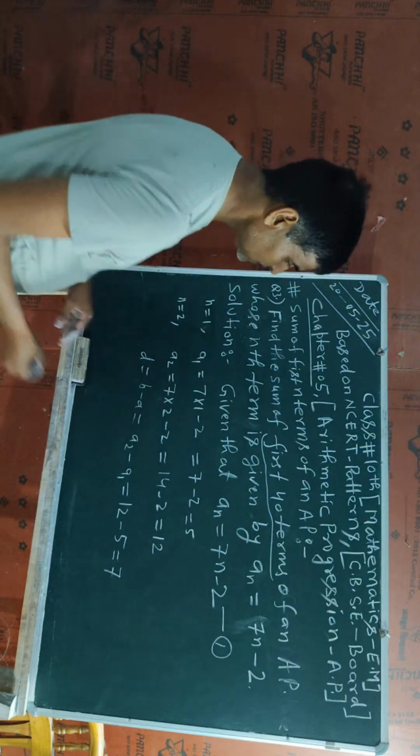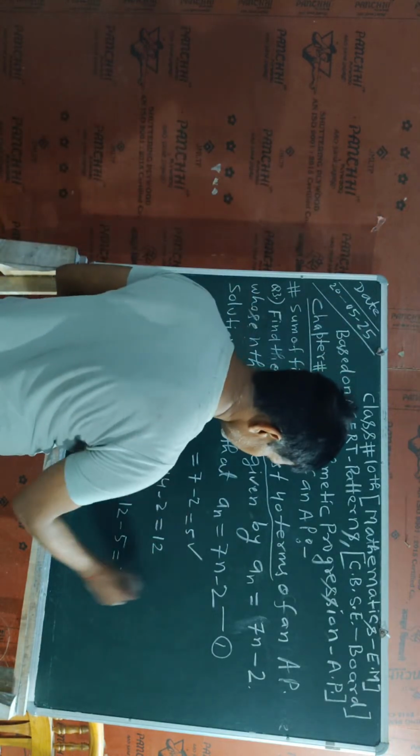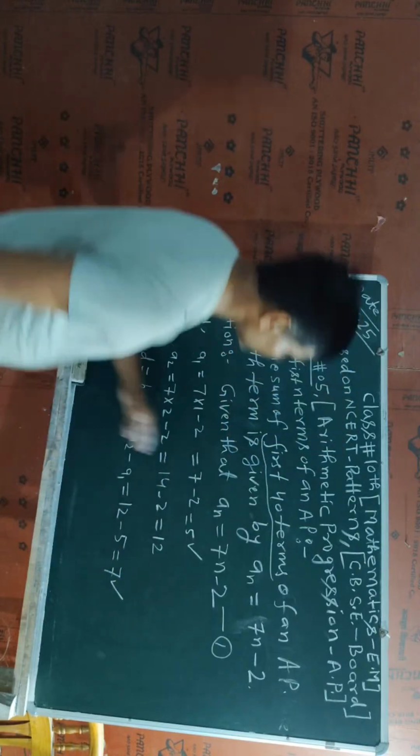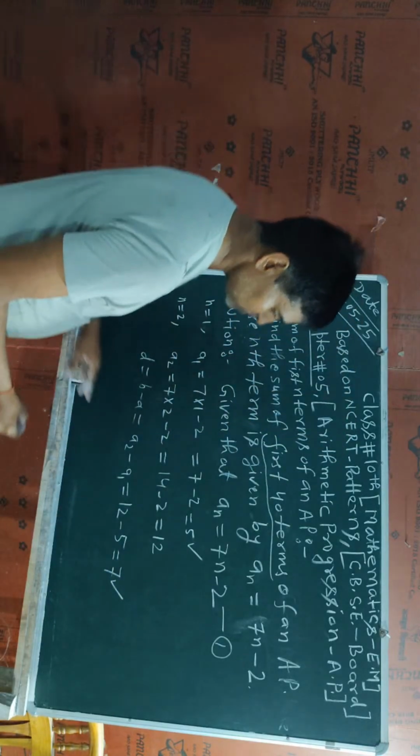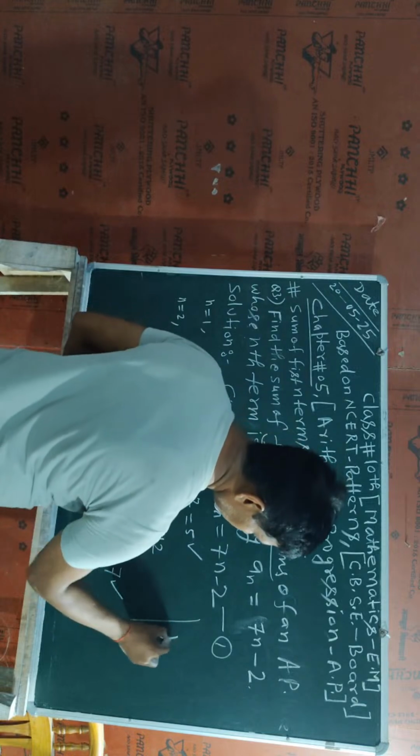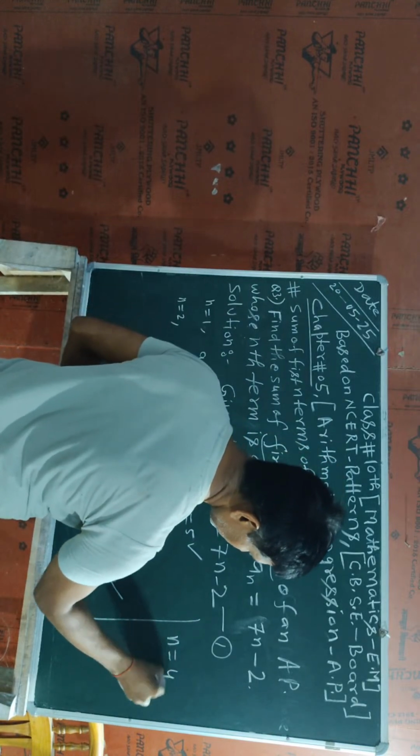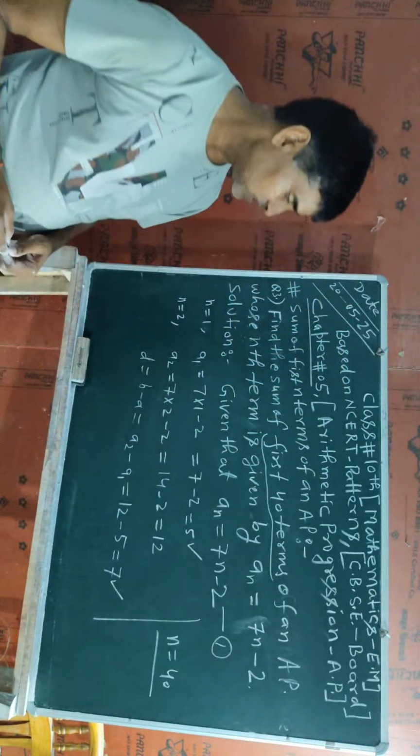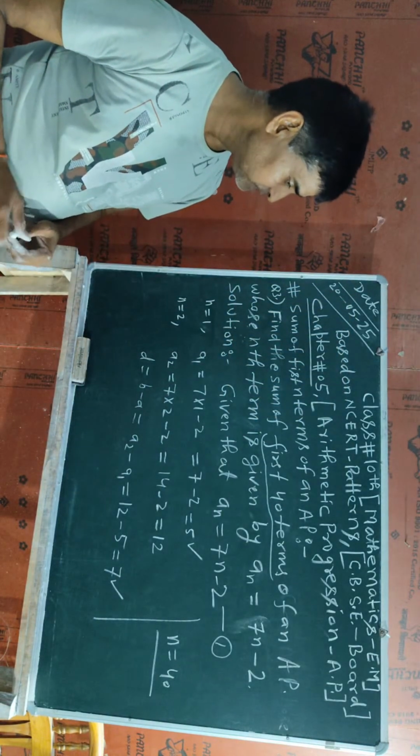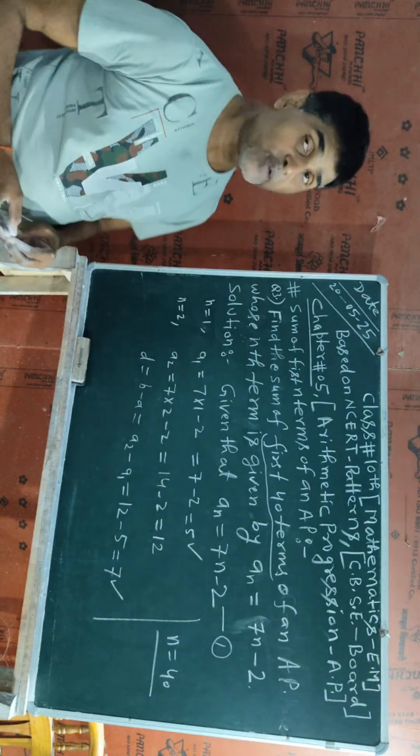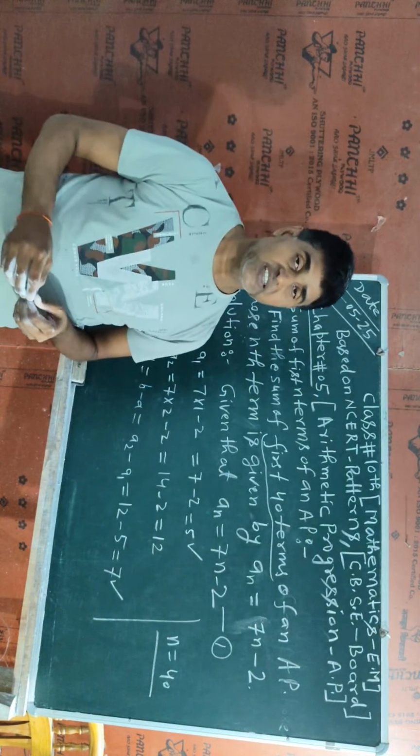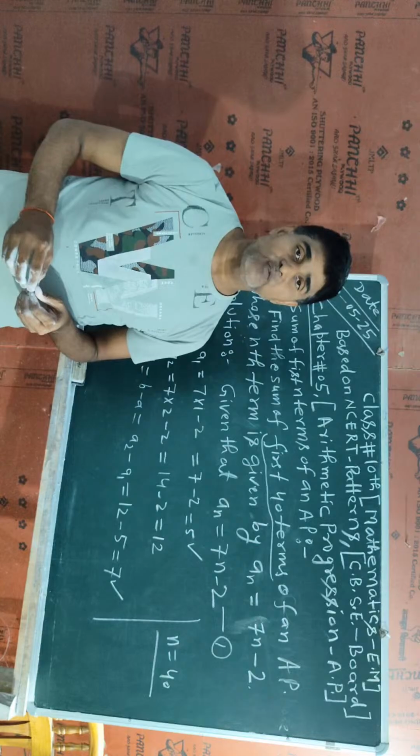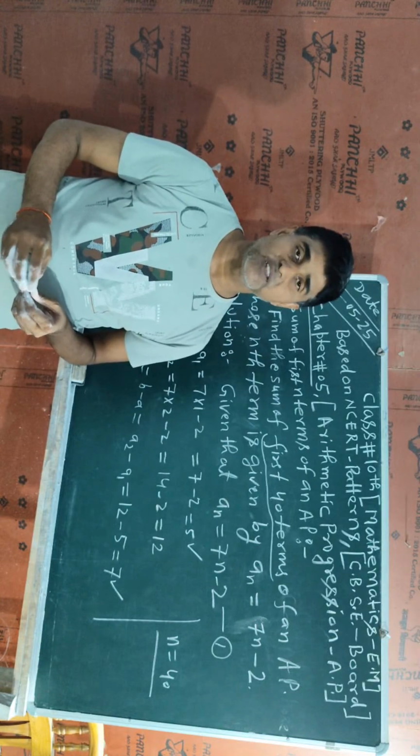So I will say this is the first term and this is the common difference, and the value of n is given. I will say the value of n is given as 40. So we have to find the sum of 40 terms of an arithmetic progression. We know the general formula: Sn is equal to n by 2, in the bracket 2a plus n minus 1 into d.